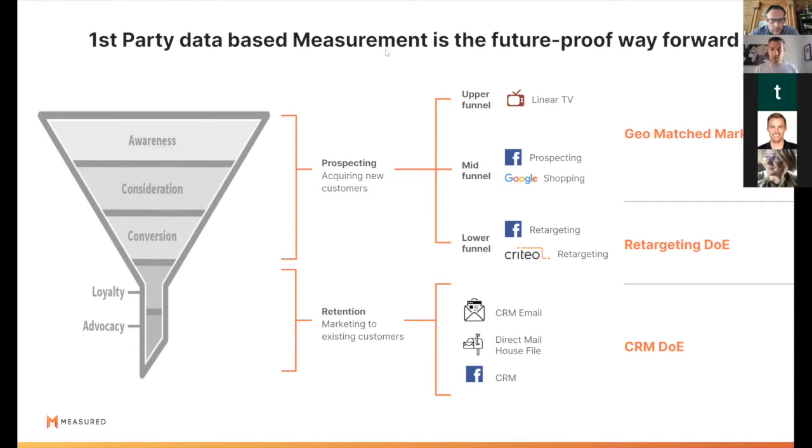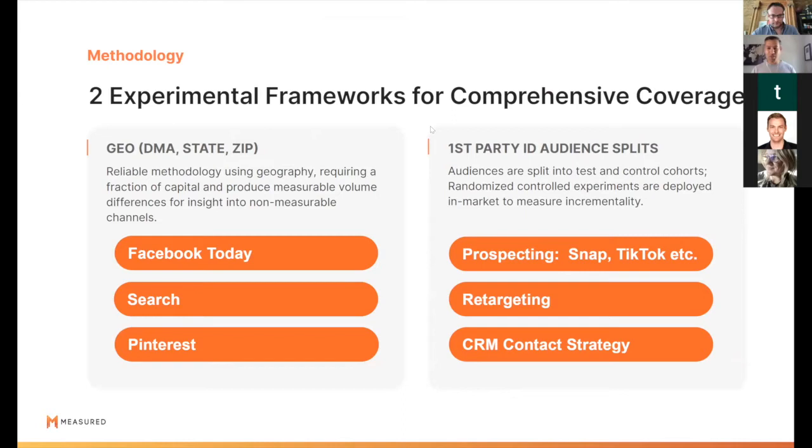Okay, go to the next. Okay, just to zoom out here, go to the previous slide. What are the different experimentation frameworks, testing frameworks, to test channels in your media mix? Broadly, there are 2 types of tests you can run. One is what we call geo-match market tests, and second is what we call audience split tests, right? There are 2 broad frameworks for testing.